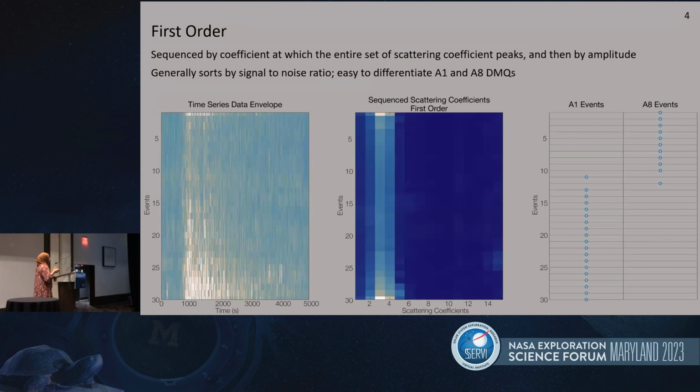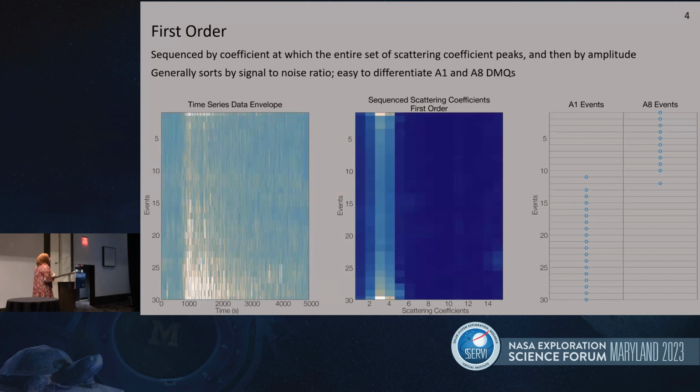So before I get into the data analysis, I'll describe what this is. On the left, you have the time series data envelope for all 30 events that we're looking at. In the middle, we have the sequenced first order scattering coefficients. And then on the right, we have the designation, whether they are A1 or A8. I sequenced by the coefficient at which the entire set peaks for each event, and then if it's the same, I sort by amplitude.